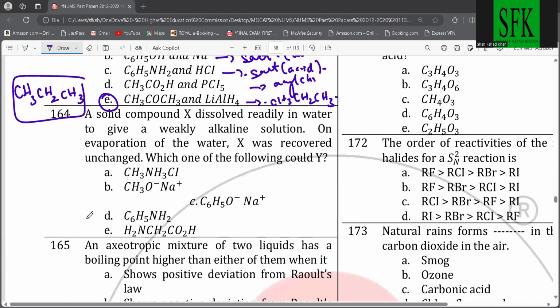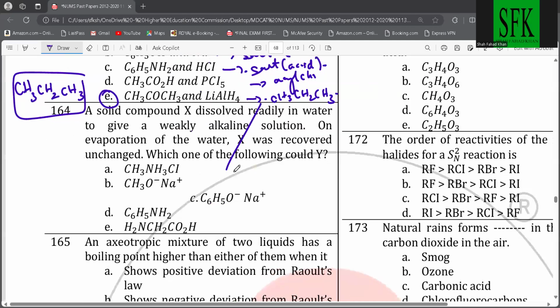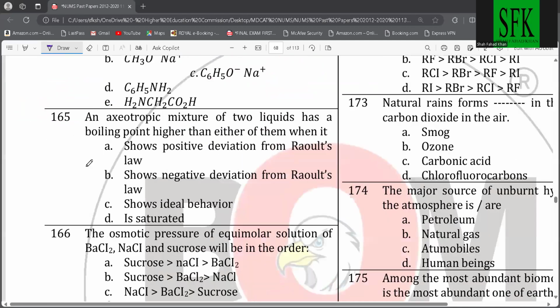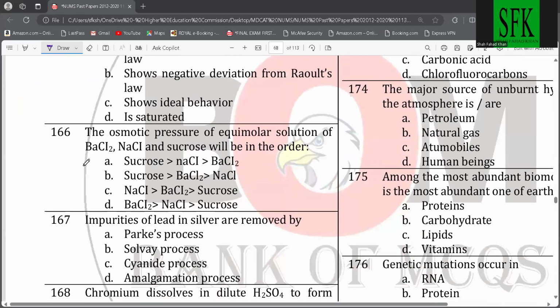Now, a solid X dissolved readily in water to give a weakly alkaline solution. On evaporation of water, X was recovered unchanged. Which of the following could be Y? So they're talking about X, but they're asking about Y. So I guess this is a misprinting question. Let's just leave it. Just find this out yourself.